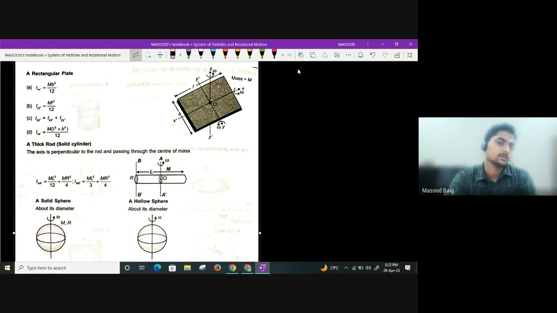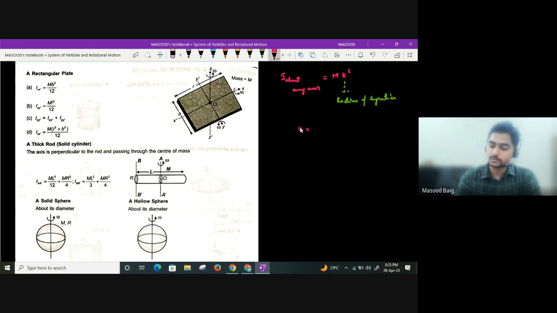Always remember, whatever is the moment of inertia for a ring, same will be the moment of inertia for a hollow cylinder. Whatever is the moment of inertia for a disc, same will be the moment of inertia for a solid cylinder, guys. And moment of inertia about any axis you may take can be represented in terms of the mass of the object into some quantity called the radius of gyration. So what will this radius of gyration be? It will be root over I divided by m.